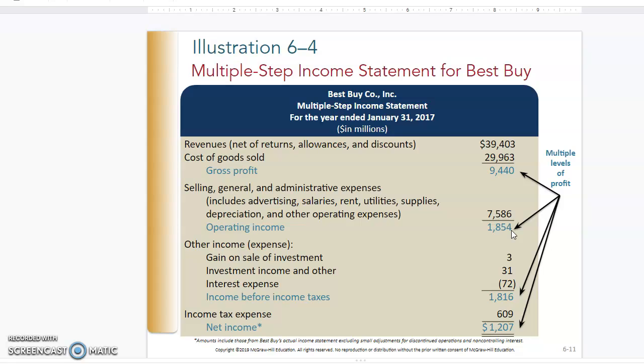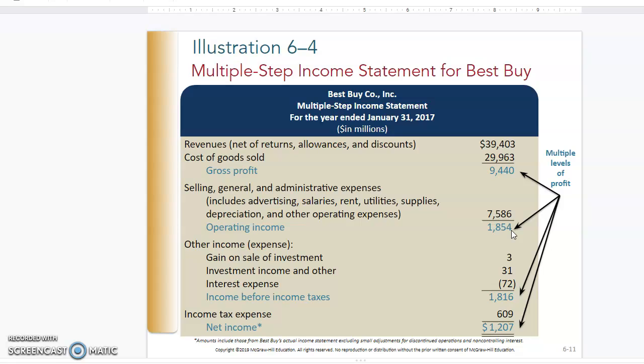Then we subtract cost of goods sold, and that net amount is called the gross profit. That's the amount of money that we make after we've paid for the products that we sold. Then we deduct our operating expenses: selling, general, administrative expenses, advertising, salaries, all of that stuff. Everything that is necessary to sell our products. We subtract those operating expenses to get operating income.